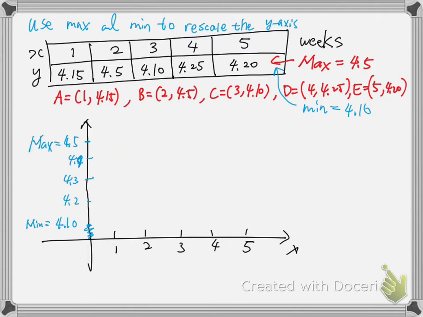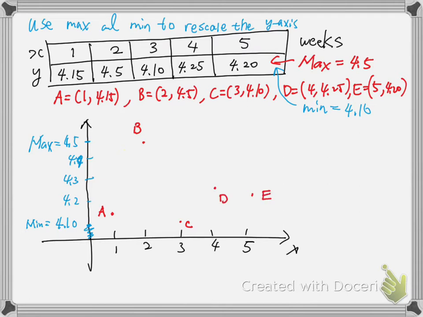So now where is my A? My A is 4.15, so this is my A, right? The height is between 4.1 and 4.2. My B is 4.5, so this is my B. My C is 4.10, so it is down here. And my D is 4.25, so this is between 4.2 and 4.3. And 4.20 is my E.